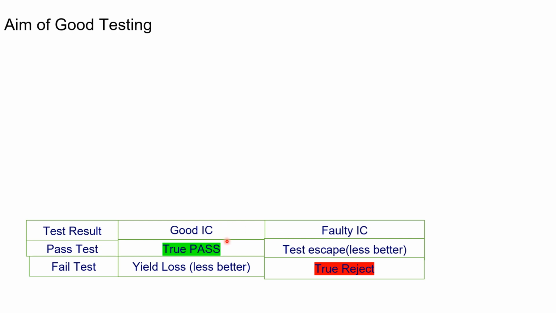The good IC failing the test is a yield loss. What we spoke, right? Good IC should pass. It should not fail. That should be less the better. That means you get higher yield. What you want, right? These are the trade-offs.